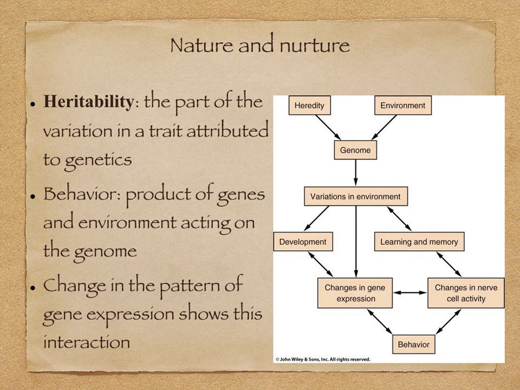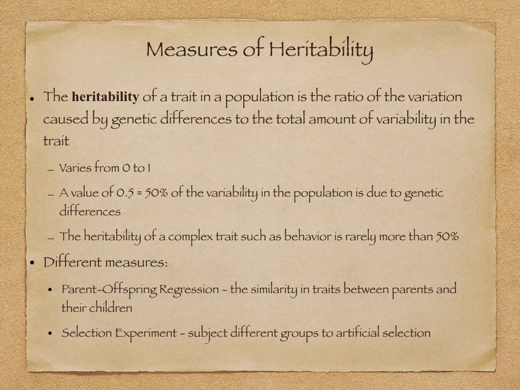Heritability is the part of variation in a trait that's attributed to genetics. And behavior is a product of both genes and environment that act on the genome. It's a very complicated structure where the environment will affect the genome by basically turning on some genes, turning off others, and then the genome will be more or less successful depending on both the genetic instruction and the environment that changes it. Measures of heritability vary from 0 to 1. It's simply a measurement of the variation in a population that can be traced to genetic material.